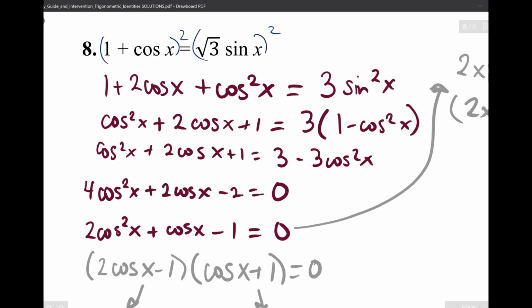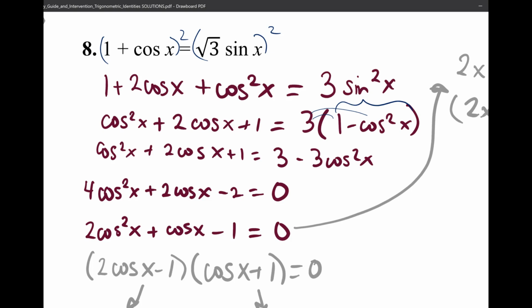So I just FOIL. First, I have 1 plus cosine x plus cosine x plus cosine squared x. So it's just 1 plus 2 cosine x plus cosine squared x. And then I square the right side. Square root of 3 squared is 3, and sine squared is just sine squared x. Okay, now I substitute in. I know sine squared x is just 1 minus cosine squared x. Distribute out the 3. So I have 3 minus 3 cosine squared x on the right side.